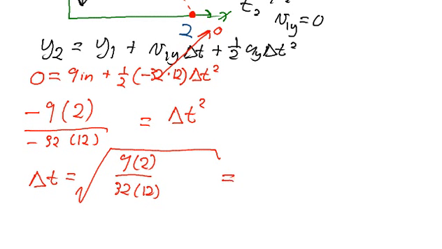If we get our calculator out and work through that, 9 times 2 is 18, divided by 32, divided by 12. Then we take the square root of that number, and that gives me 0.216 seconds. So that's how long it takes this bullet to fall the 9 inches of travel.